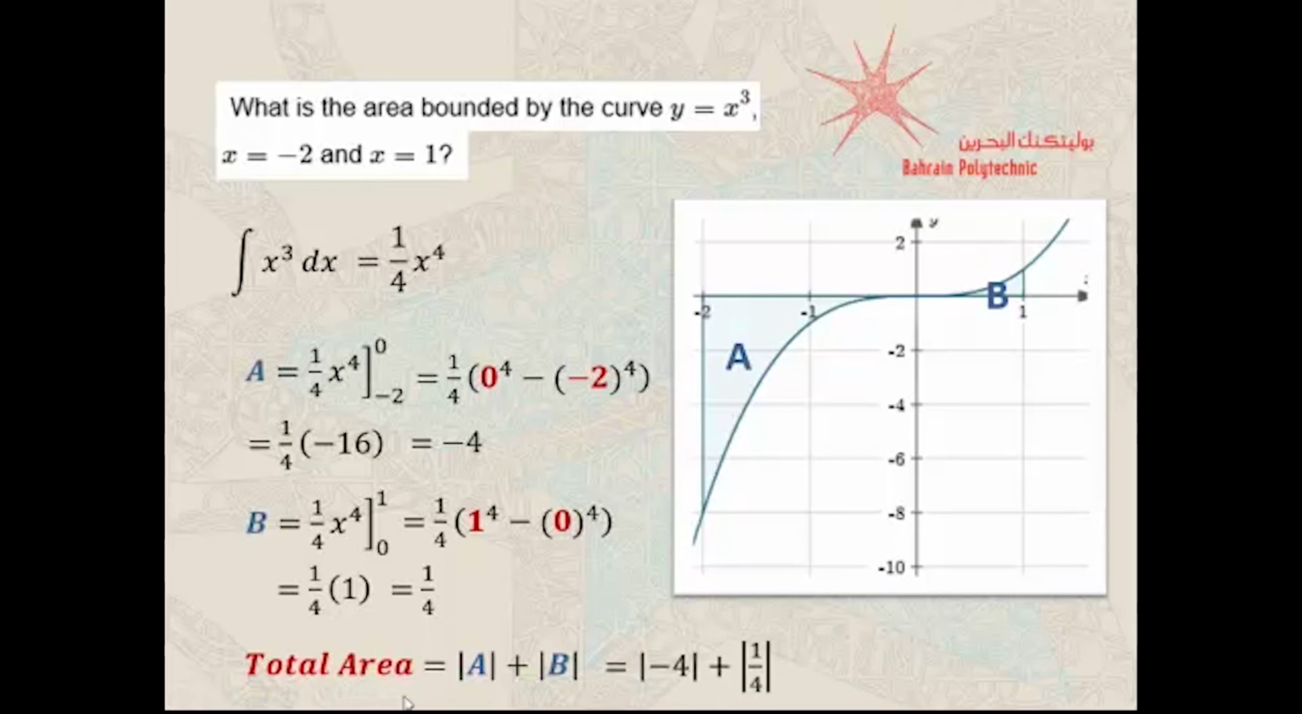So this is going to be A. I know it turned out to be -4, so the absolute value of -4. I'm going to add it to area B, which is already positive. So -4, the absolute value of it is +4. Then you've got the quarter, which is already positive. 4 plus a quarter is equal to 4 1/4, which is 4.25. So the total area of A and B under the curve x cubed is equal to 4 1/4.